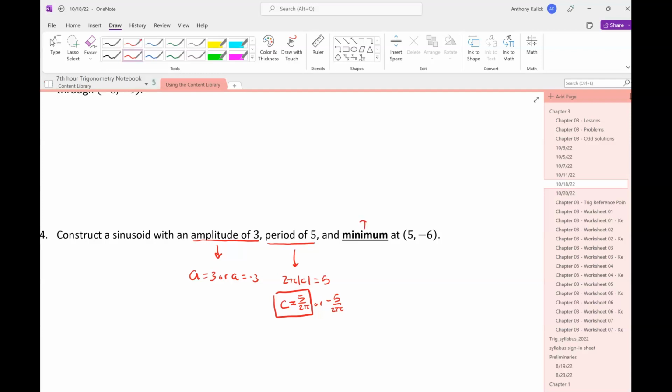Now, here in this problem, we're told that the point 5, -6 is a minimum. Which function should I choose to use here then, sine or cosine? If I'm told that 5, -6 is a minimum, which one should I choose? Which one is going to make the problem easier to do? Should I choose sine or should I choose cosine?